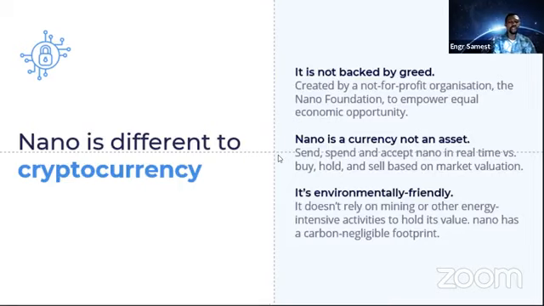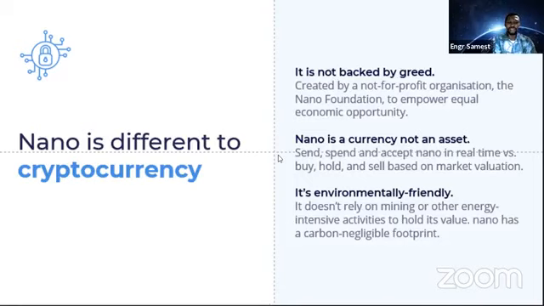Nano is a currency, not an asset. Just like your Naira, you use it to buy things. You go to the market, you buy rice. You go to the market, you buy a laptop. You go to the market, you use Naira to buy your car, your TV set, your phones. So in the same way, Nano is a currency.